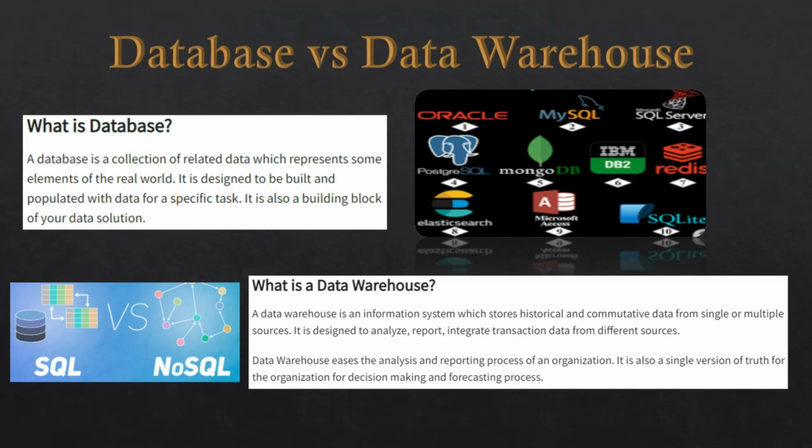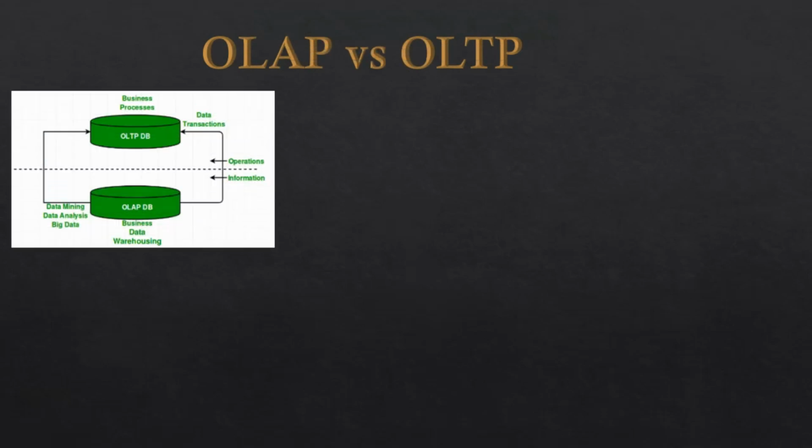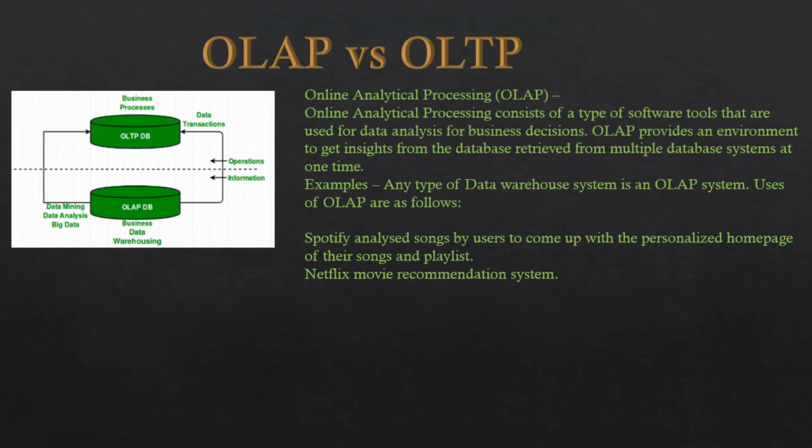Going deeper into these two concepts, we will come across two new concepts, that is OLTP as well as OLAP. What is OLTP and OLAP? Basically, OLAP stands for Online Analytical Processing. Online analytical processing consists of a type of software tools that are used for data analysis for business decisions. OLAP provides an environment to get insights from data retrieved from multiple database systems at one time. For example, any type of data warehouse system is an OLAP system.